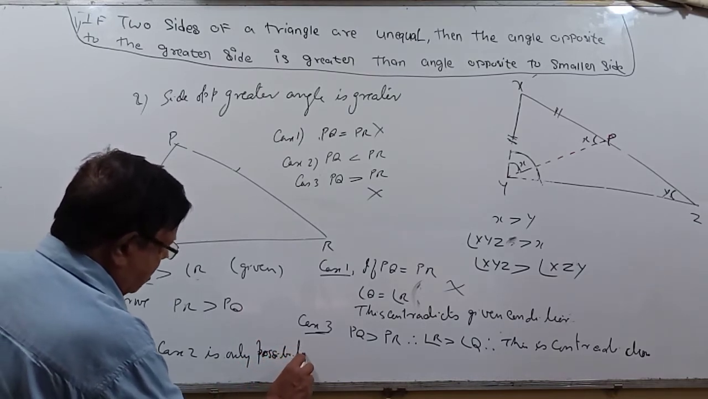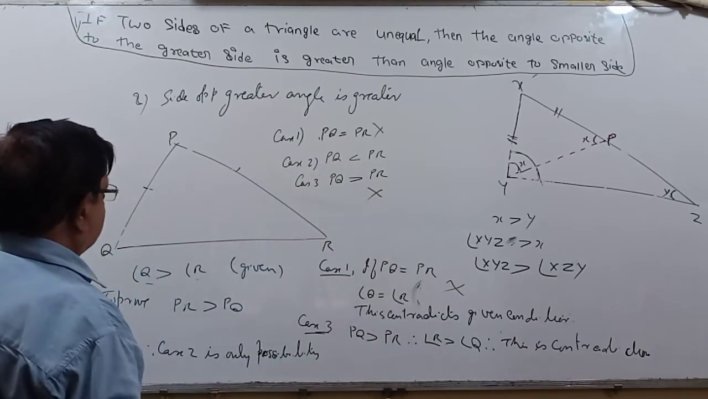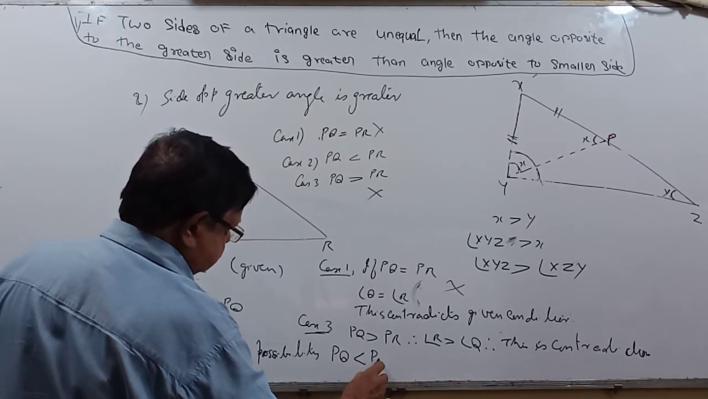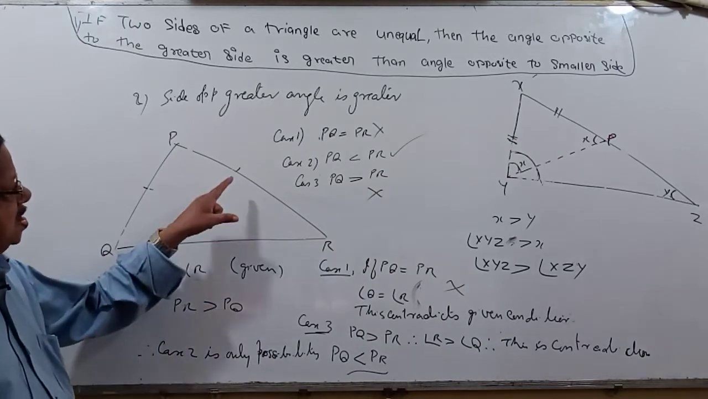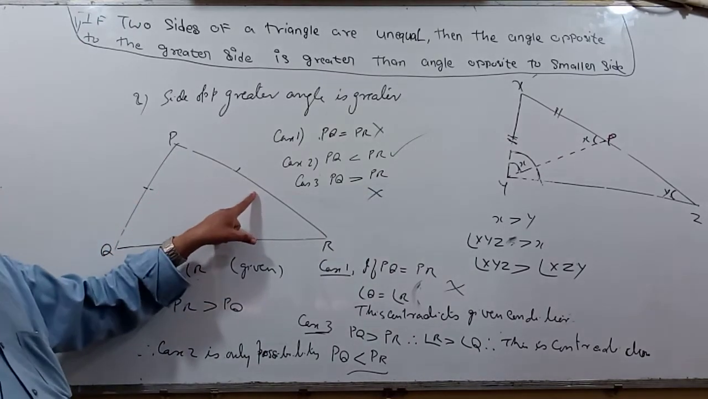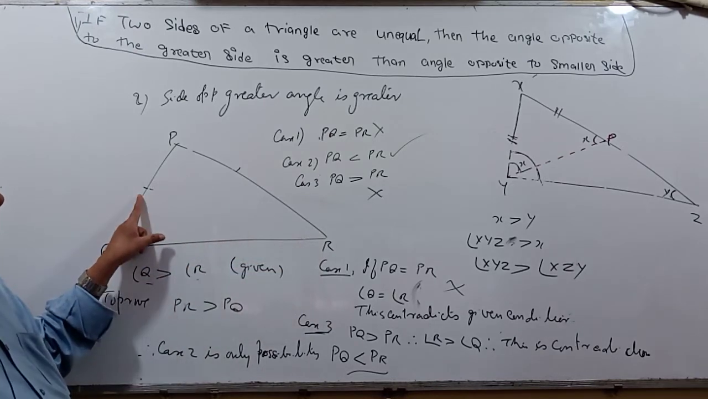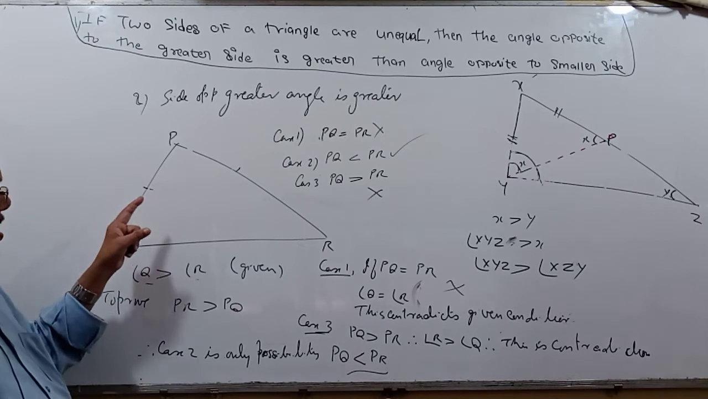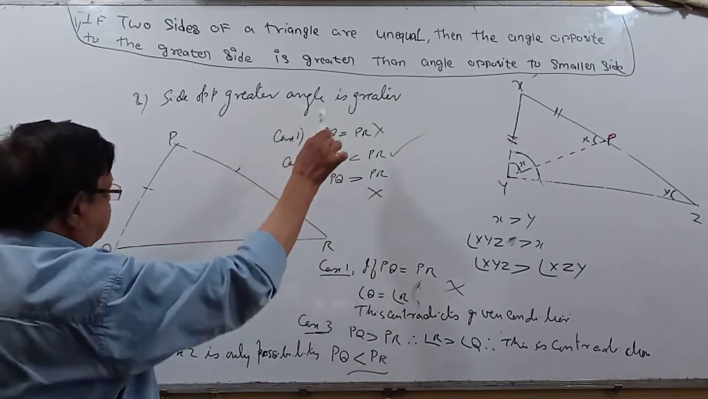The possibility means PQ is less than PR. So this is the only possibility: PQ is less than PR. Therefore, the angle opposite to the smaller side is less than the angle opposite to the greater side. The side opposite to the greater angle is greater.